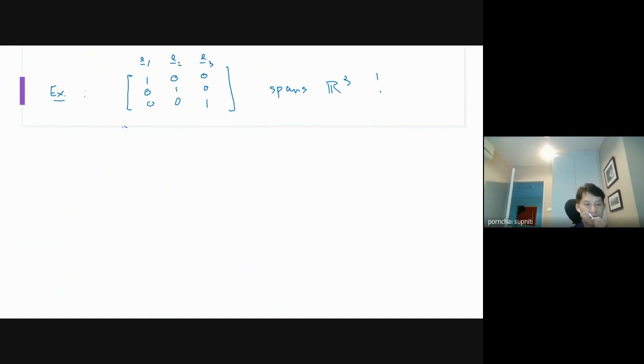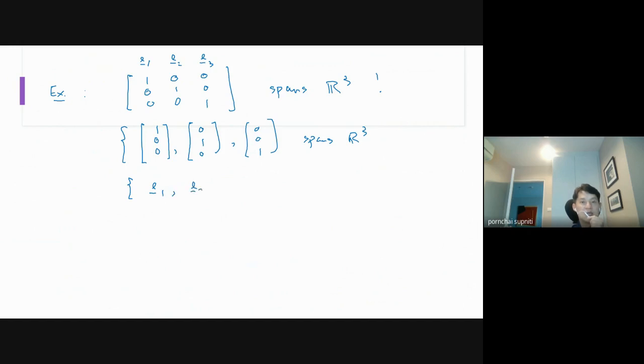Or sometimes we can write it like this. We can separate them. We can just say 100, 010, and then 001, that its span is R cubed, okay? R cubed means any vectors with three elements. Or sometimes we can write it just like this, E1, E2, and then E3, spans R cubed, okay? That depends on how you write it, okay?